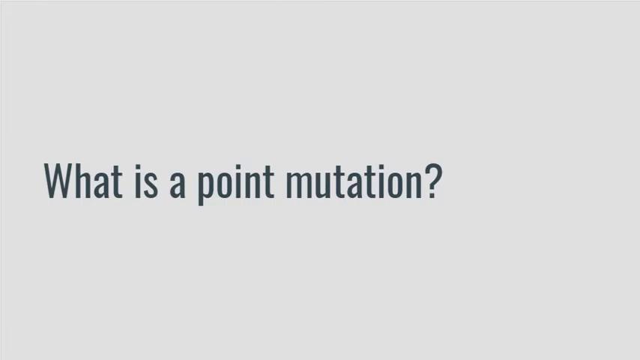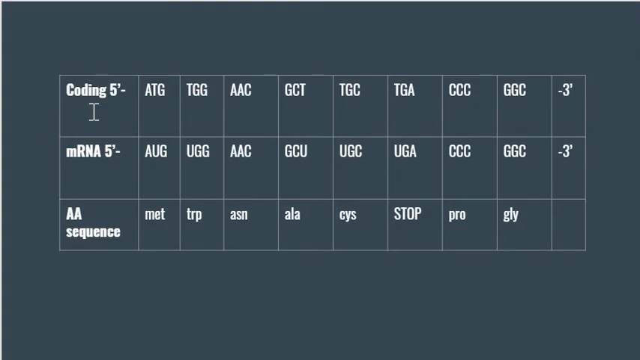A point mutation is a change to a single nucleotide base in a DNA sequence. Shown here is the unmutated DNA that was given. Below is the mRNA, which matches up exactly with the coding strand, except the thymines are exchanged for uracils. And below that is the normal amino acid sequence.